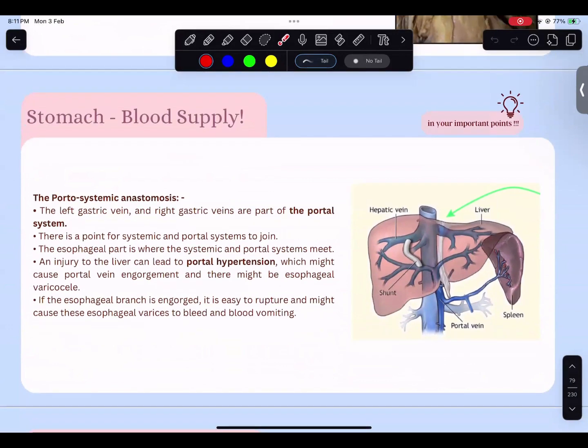Okay. The portosystemic anastomosis is where the left gastric vein and the right gastric veins are basically part of the portal system. Okay, this is the esophagus, and then this is the liver. So the left gastric and right gastric are part of the portal system, and the esophageal part is basically where the systemic and the portal systems meet. So if there's an injury to the liver, there's going to be portal hypertension, which is basically going to cause portal vein engorgement, and there might be esophageal varices.